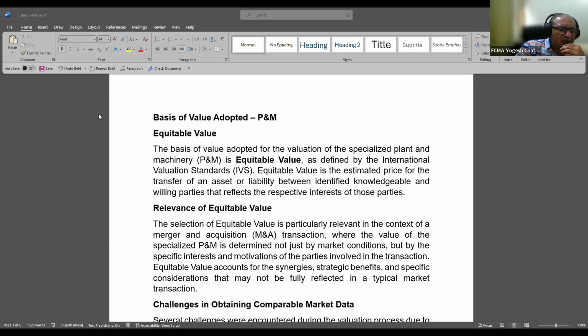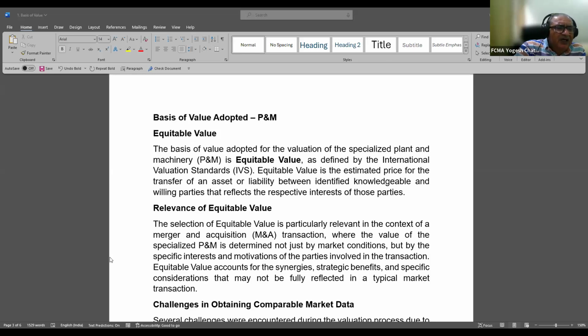Now, when you are talking about mergers and acquisition, we cannot take liquidation value as the basis of value. We cannot take market value as the basis of value. We cannot take market rent as the basis of value, because market rent we will take when the transaction is related to leasing of a property. So it is very important to select correctly. I will again repeat: the basis of value is the foundation, the basic framework under which we do the valuation. So equitable value is the basis of value adopted for valuation of specialized plant and machinery.